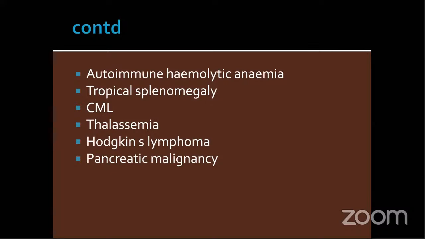Suppose you are doing any pancreatic malignancy surgery, as a part of the procedure you are even going to remove the spleen also. And also you can do splenectomy in autoimmune hemolytic anemia, tropical splenomegaly. If there is massive splenomegaly, you have to go ahead with the splenectomy. In case of CML, okay, thalassemia. So these are the least common indications for splenectomy, okay, and Hodgkin's lymphoma also. So the splenectomy can be performed, and also as a part of pancreatic malignancy surgeries, you are going to remove the spleen also.